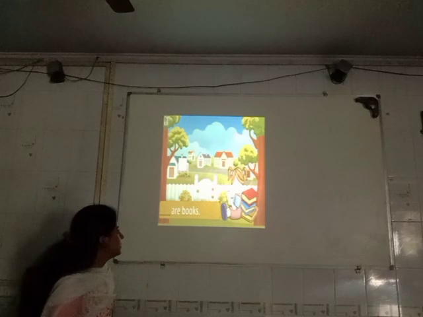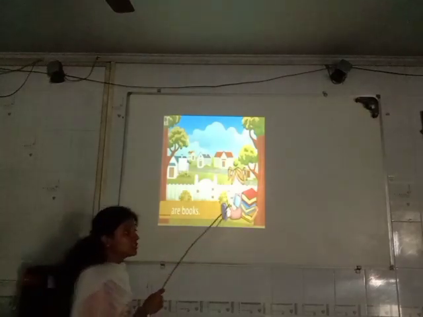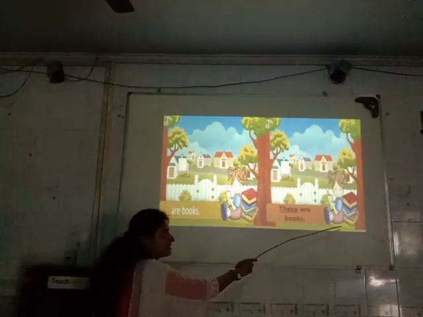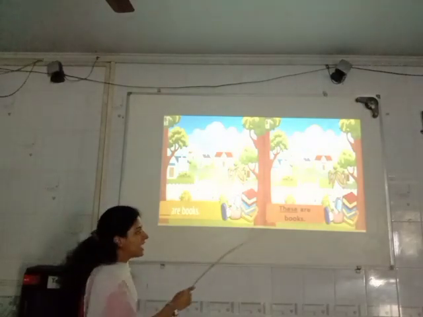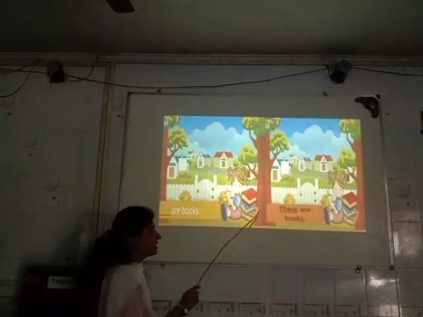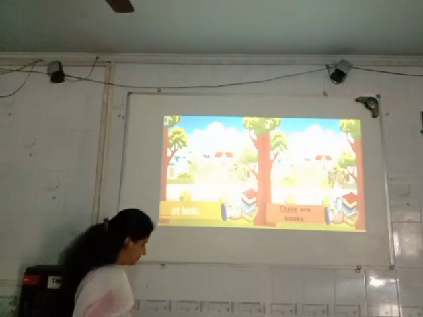Now see the next picture. Dash are books. There are some books. Yes. And they are near to us or far from us? So what will come in this blank? Let's see. So these are books, because they are plural and they are near to us. So we use "these are books."